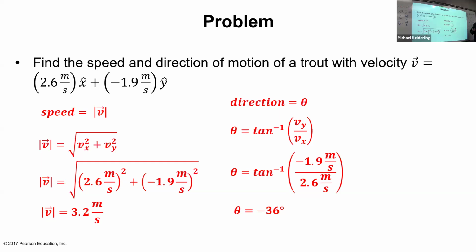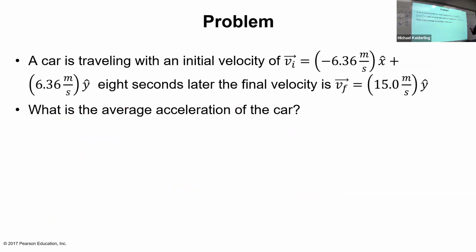You look at this. So here we have a car that's traveling with an initial velocity of negative 6.36 meters per second x and positive 6.36 meters per second y. And 8 seconds later, the final velocity is positive 15 meters per second y. What is the average acceleration of the car? Remember, average acceleration is final velocity minus initial velocity over time.